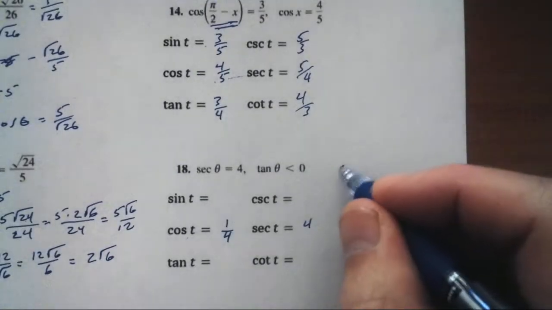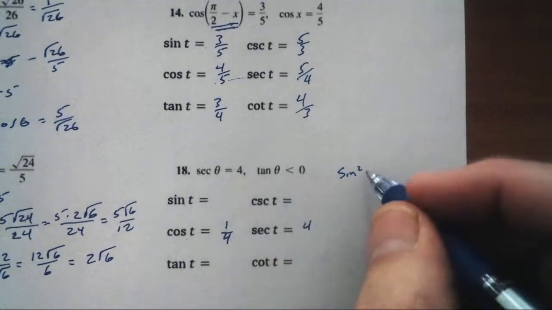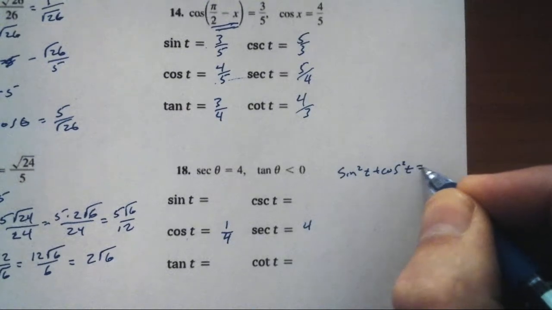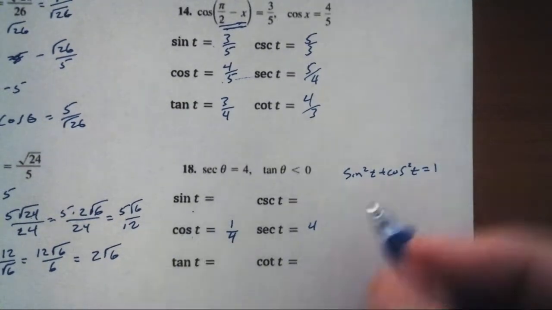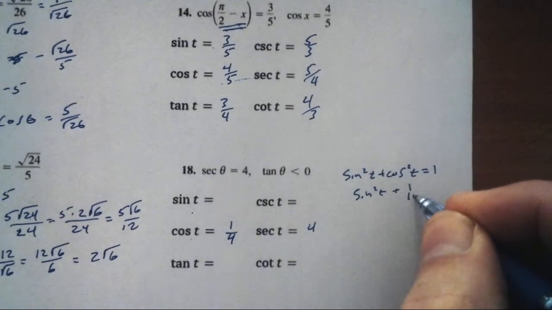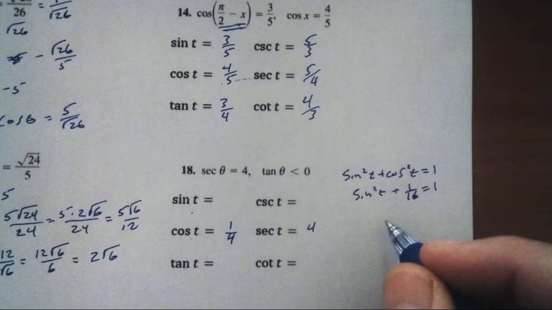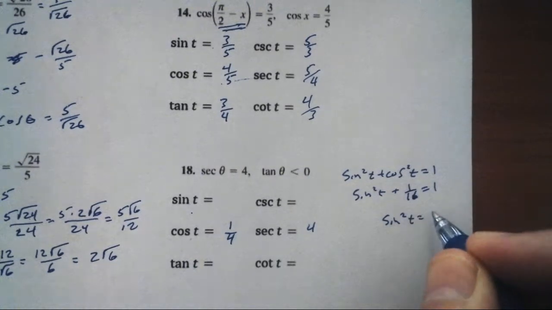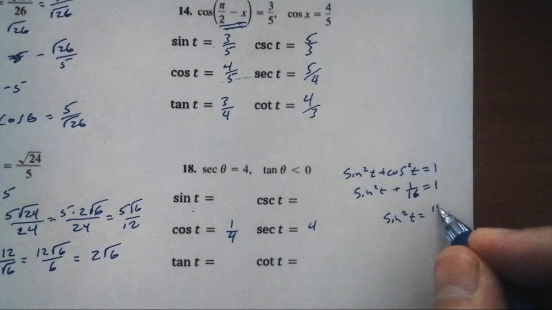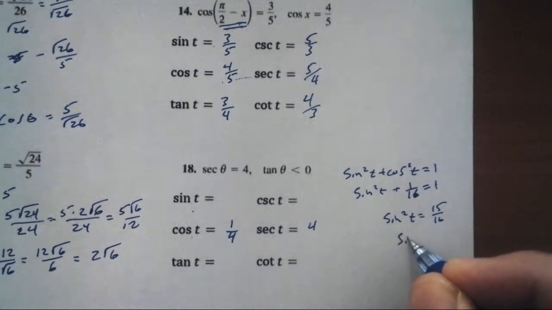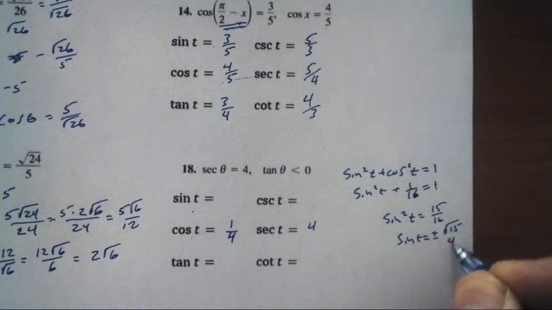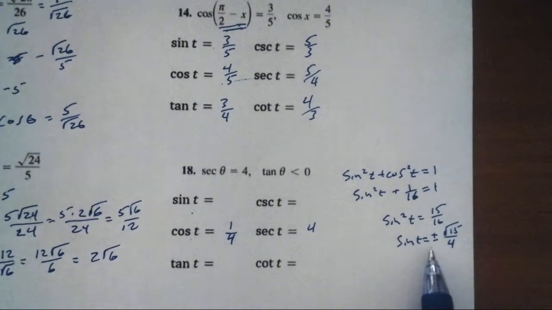It says sine squared, I'm going to call it t, plus cosine squared t equals 1. That's from above. So sine squared of t plus 1/4 squared, 1/16, equals 1. We get sine squared of t is 16/16 minus 1/16, 15/16, or sine of t wants to be plus or minus square root of 15 on square root of 16, 4. That's what sine wants to be.